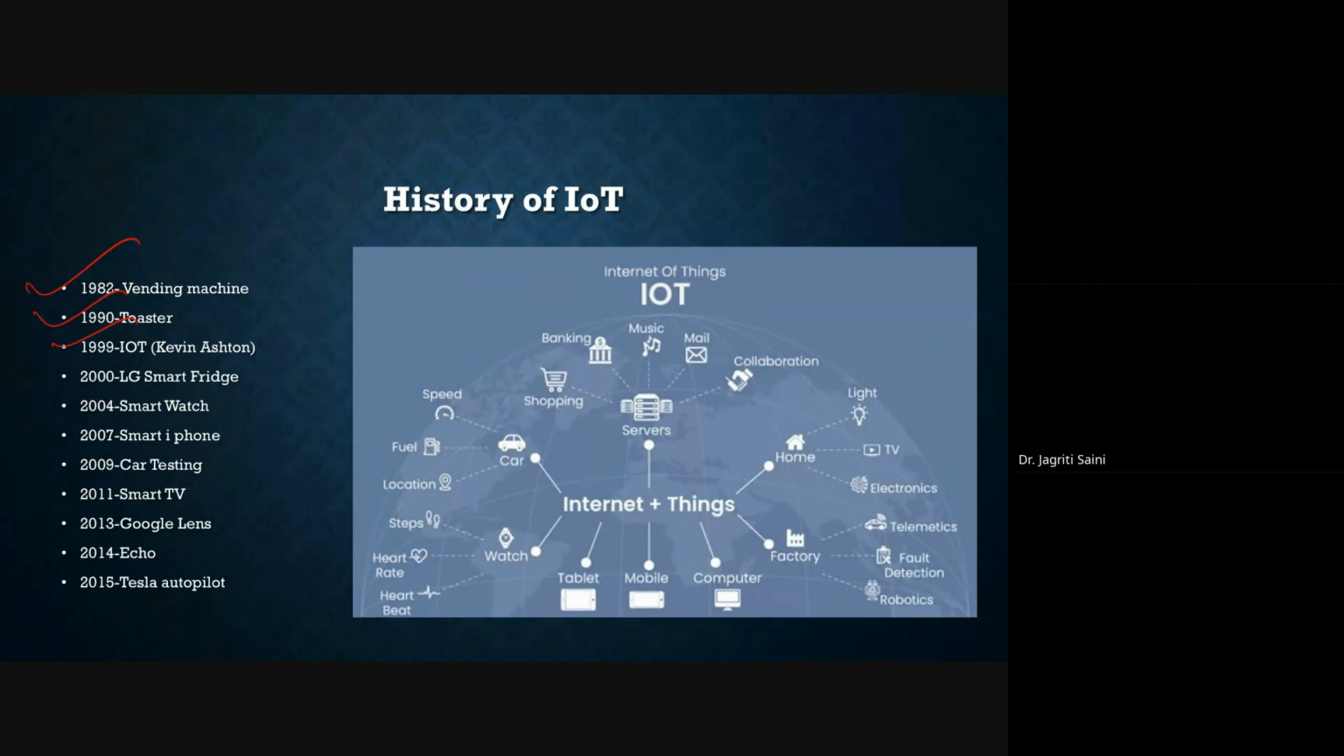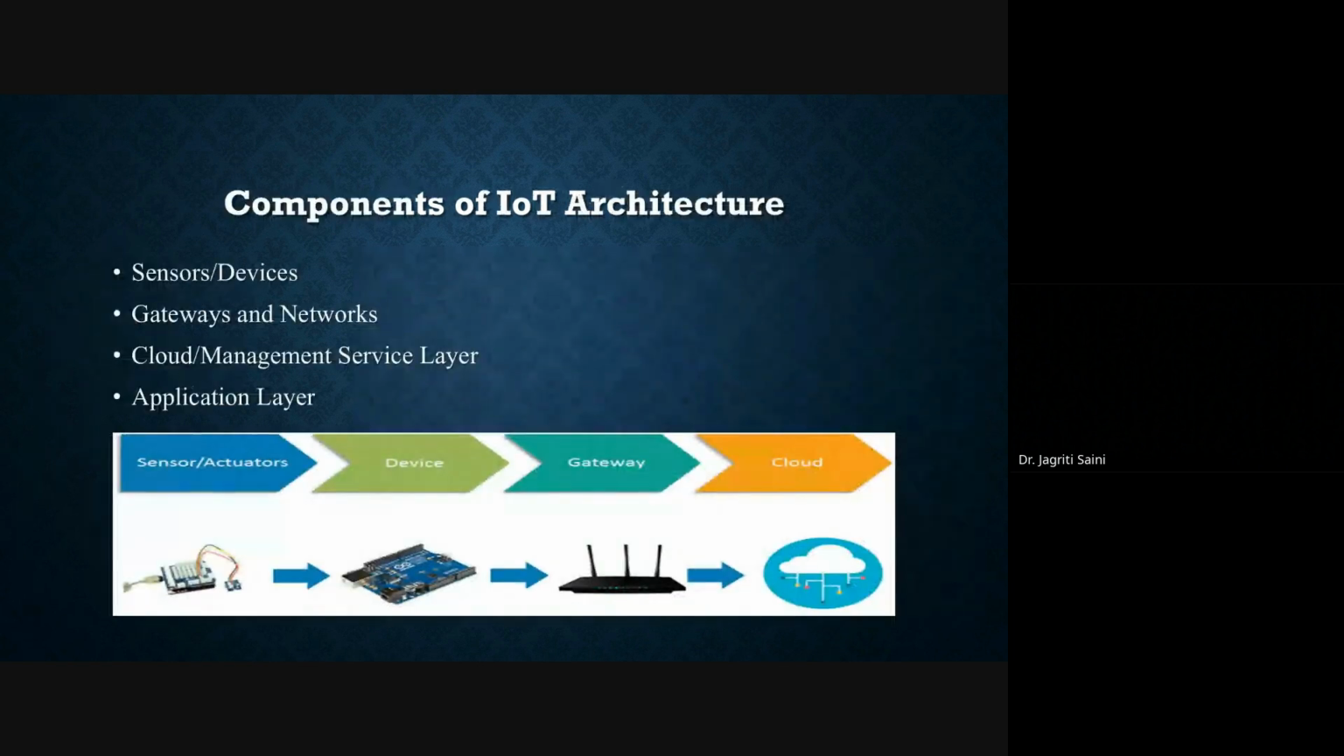And after that, you can see several things came up into our world, including the smart refrigerator, smart watch, then the smart cars are also coming into the market these days. Google Lens, we have Echo and Tesla Autopilot. These are the further inventions we have with the IoT. And at present, you will see this concept almost in every part of your life. Wherever you go, some influence of IoT you will always find there.